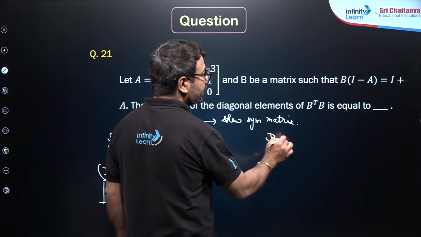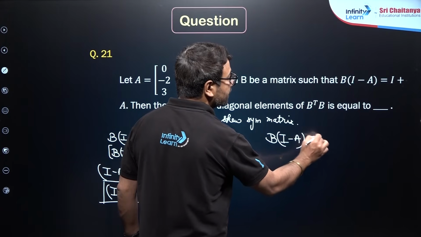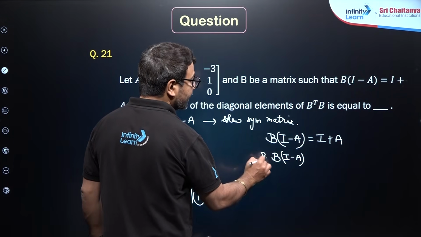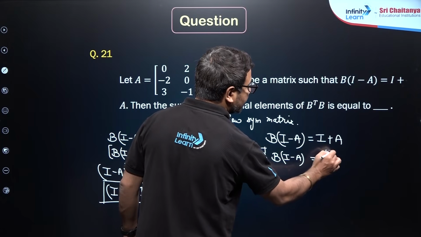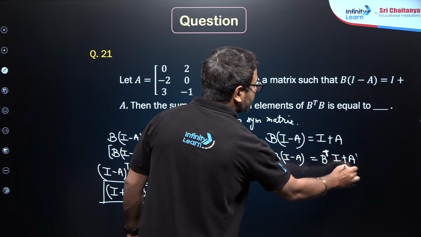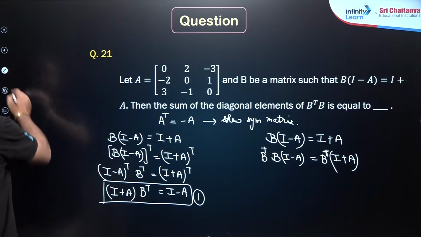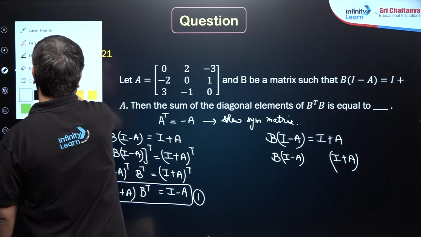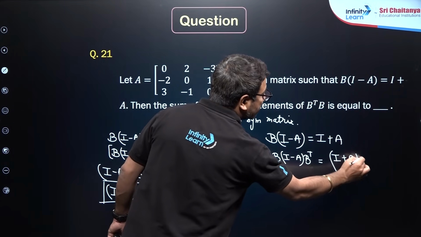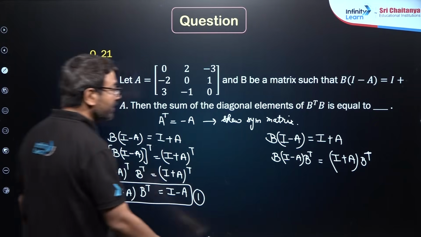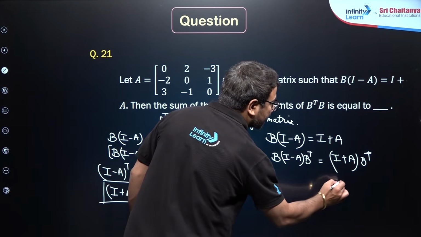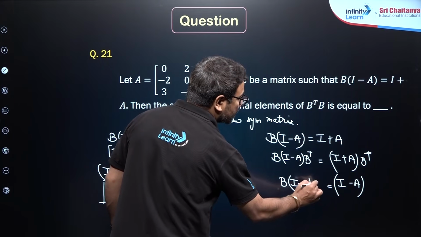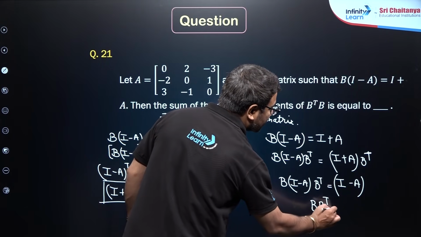So this is one of the relations that you have to keep safe. Second is, children, B into (I minus A) is given to us as I plus A. So if I multiply with B transpose, let's say I am writing here B transpose, here also I am writing B transpose. So you will be able to understand that B transpose is written as the second matrix. So let us write here B transpose, here B transpose, and here also B transpose. So you will be able to see here that (I plus A) into B transpose is I minus A. So you will write here I minus A. And here it is B into (I minus A) into B transpose. So from here you will have B into B transpose as I.